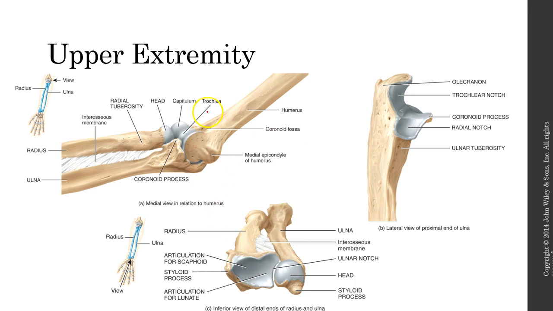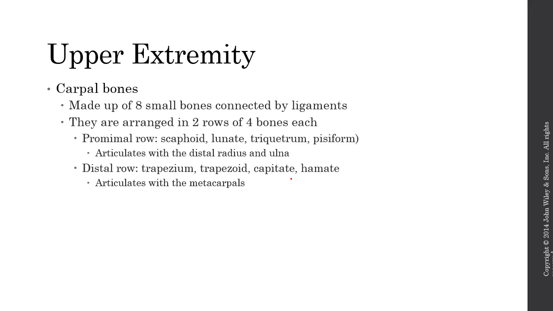Okay, here is a closer look at the elbow joint. Head of the radius articulates with the capitulum. The coronoid process and olecranon articulate with the trochlea of the humerus. Okay, distal to the forearm we run into the wrist, made up of 8 small bones. These are known as the carpal bones.